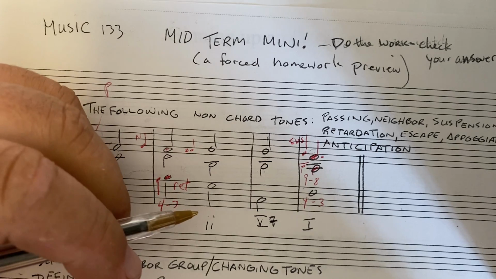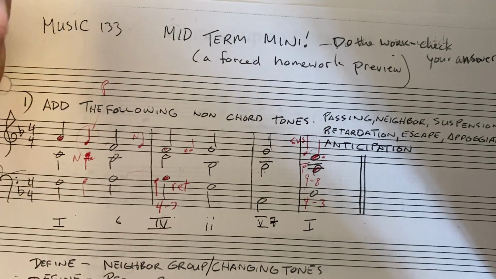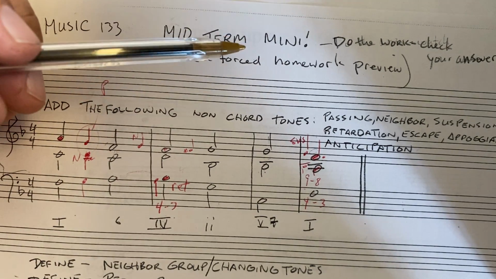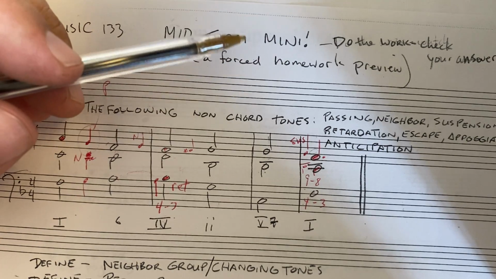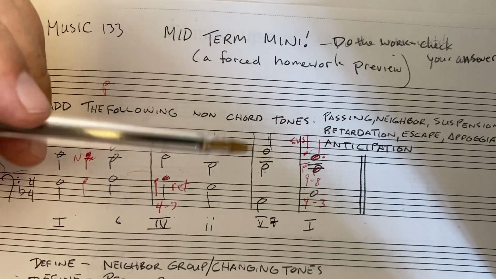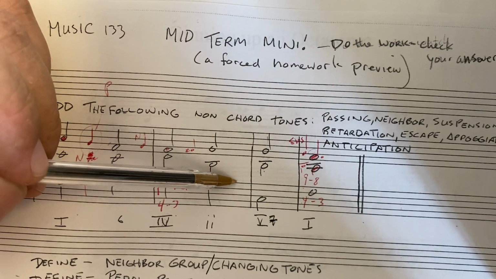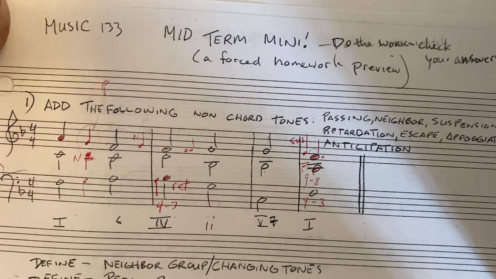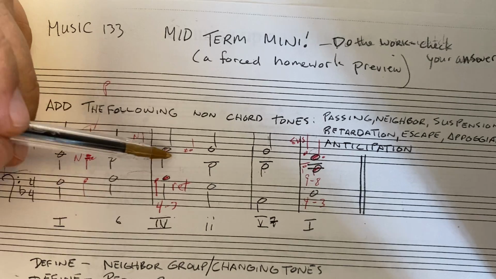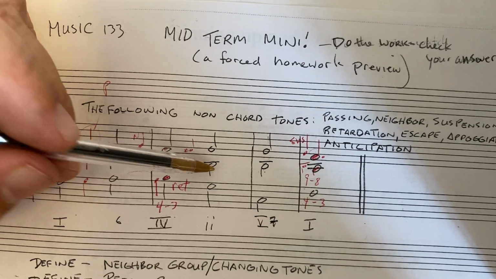Escape tones are ones that step and then skip away, usually in the opposite direction. It's nice when there's a skip, right? Because you step in the opposite direction of the skip and then skip down. So for instance, here you could step up to here and then skip down to there, right? Here's another place where there's a skip. You could have stepped up to there and skipped down.